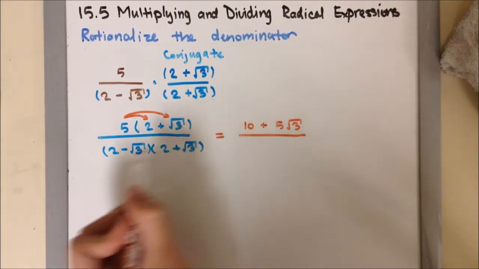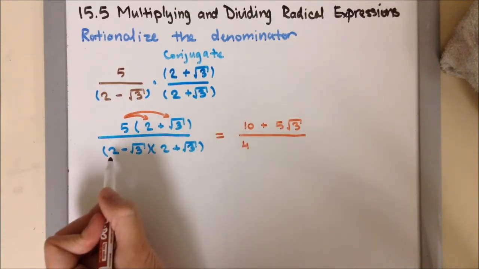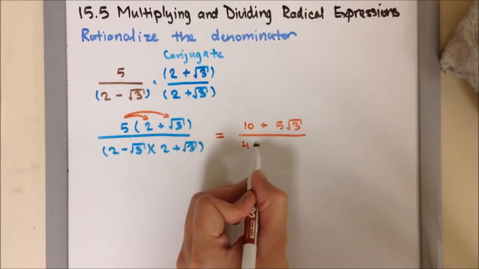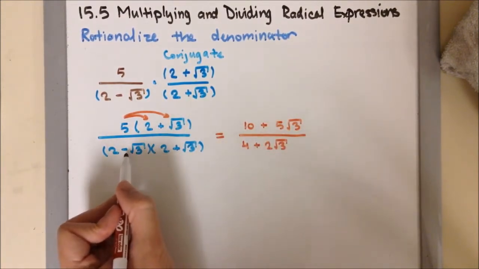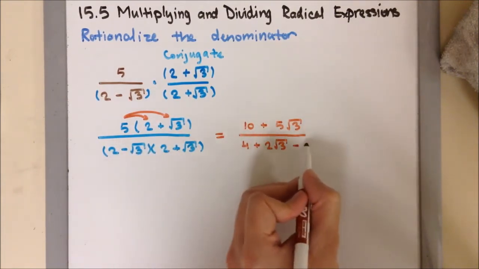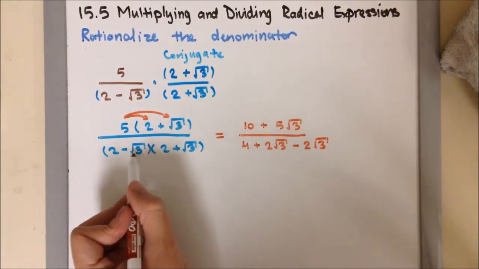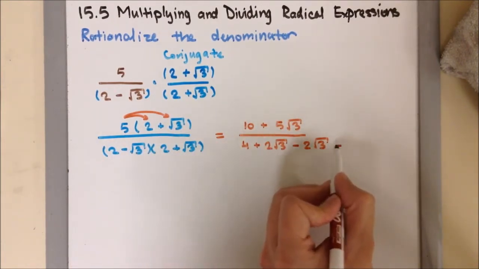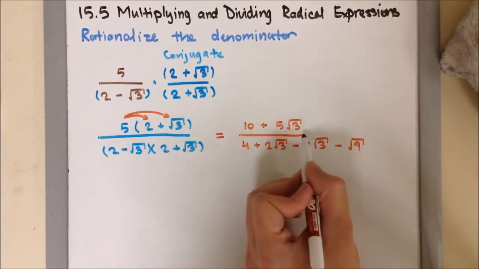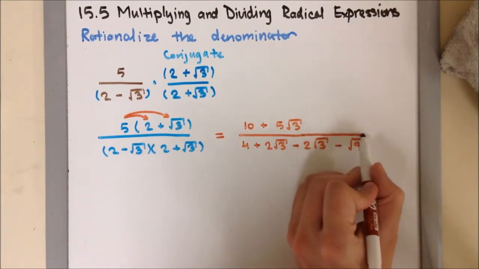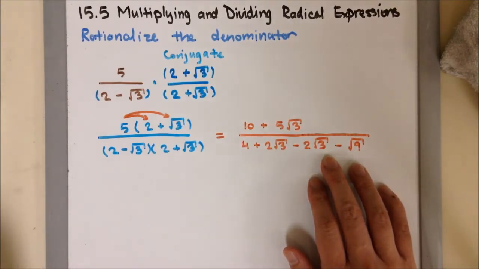Now for the denominator, I'm going to FOIL. So first I'm going to do 2 times 2, which is 4. 2 times positive square root of 3, so positive 2 square root of 3. Then negative square root of 3 times 2 will be negative 2 square root of 3. And then negative square root of 3 times positive square root of 3 will be negative square root of 9. I simply multiplied the inside numbers and kept it inside the square root, all underneath. So I have this in the denominator.